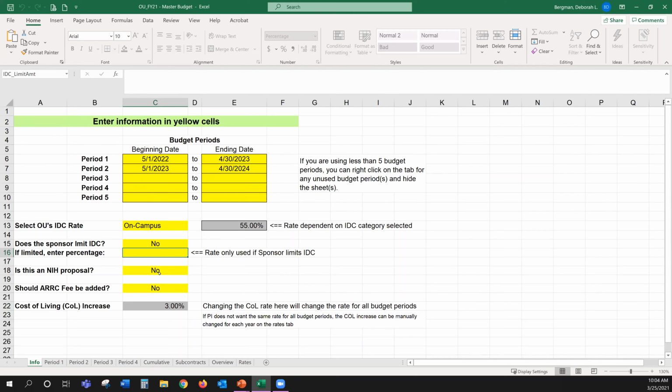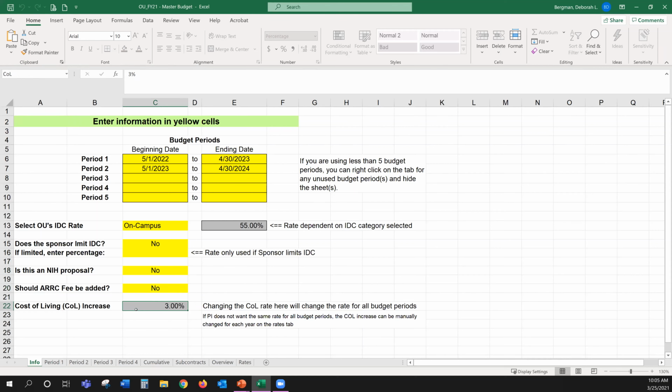If the proposal is to be submitted to NIH, they'll select yes here so that it activates the NIH modular amount in the budget spreadsheets. And if there's a member of the ARC fee or the ARC is going to be used, then they would select yes for that as well, and it would be included on the budget periods. We'll see that in just a minute.